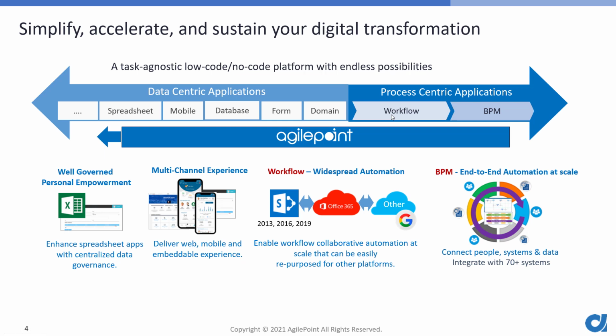Now with version 7 and version 6, we've continued to move towards the left here and tackling the data-centric sorts of use cases. This is where AgilePoint's form-based applications come into the picture, right? Those are user interface forms that do not have a process around them. The ability to create database-centric applications, as well as mobile apps. Now with version 8, we've extended that further to the left here to include a category of personal productivity sorts of applications. By that I mean spreadsheet apps.